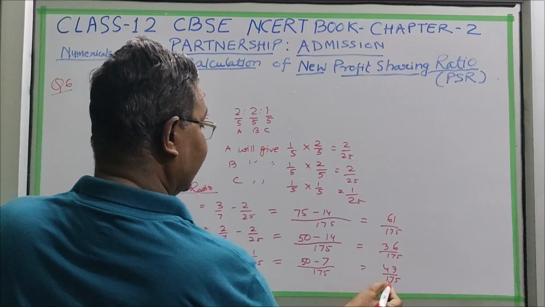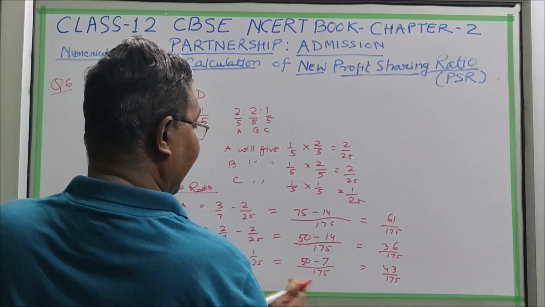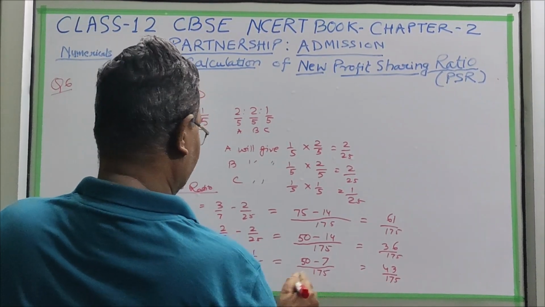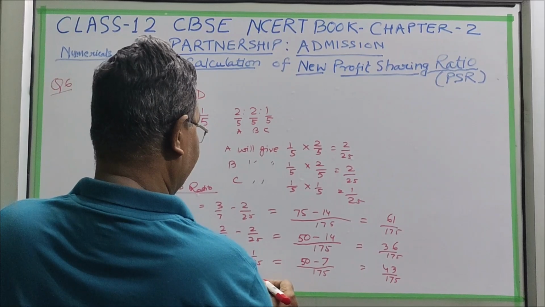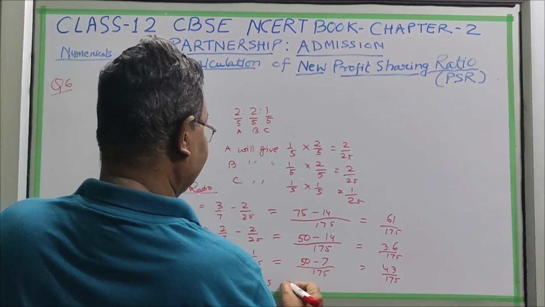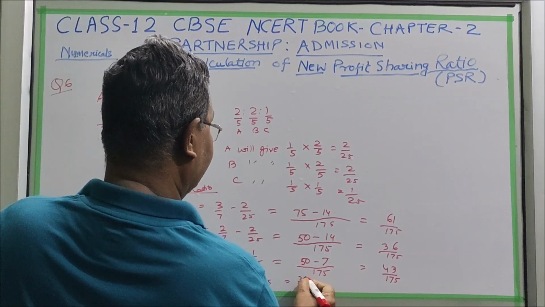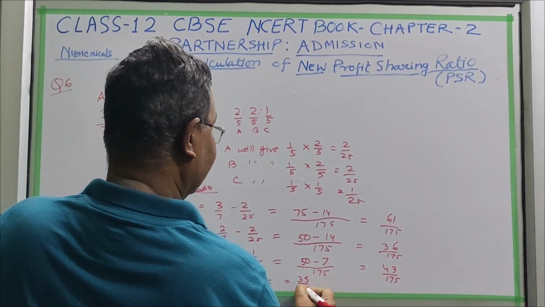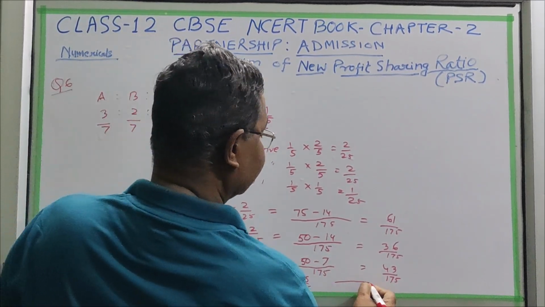So for this, into 175, by 5 first we divide it. 5 3s are 15, or 5 by 35 we multiply. So it will become 35 upon 175. So D's share is 35 upon 175.